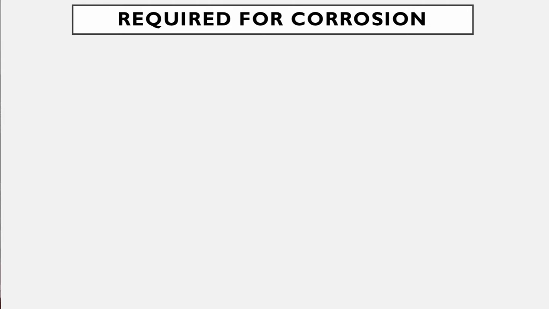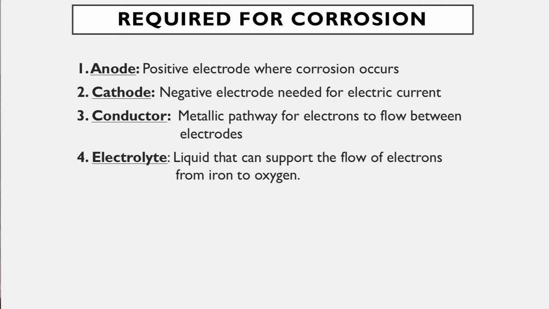And so what is required for corrosion? We actually see that there are four things that must be there: an anode, a cathode, a conductor, and an electrolyte. Now, you might remember from chemistry or physics that an anion is negatively charged and a cation is positively charged, and you're remembering correctly. But when we talk about an anode, that is the positively charged or positive electrode where the corrosion occurs, and it's losing electrons as part of the corrosion process.